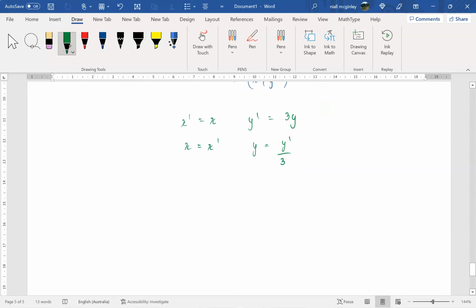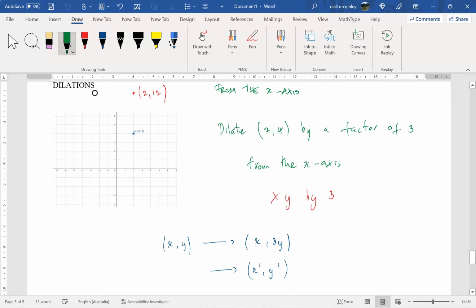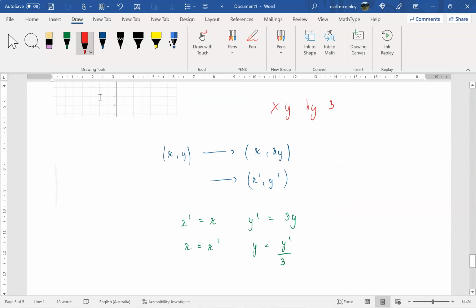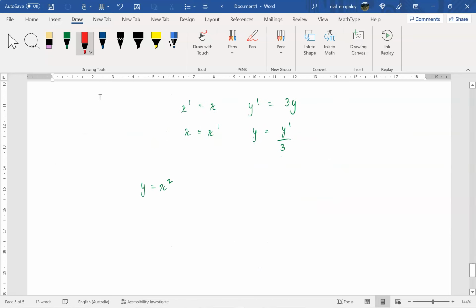Now let's think about the function. The function that goes through that point is y = x squared. We're going to transform that function and get one that is narrower, and hopefully the point (2, 12) lies on it. We replace x with x', so that has no effect, but we replace y with y'/3, which is y over 3. When you rearrange this, y will equal 3x squared, and that gives you it.